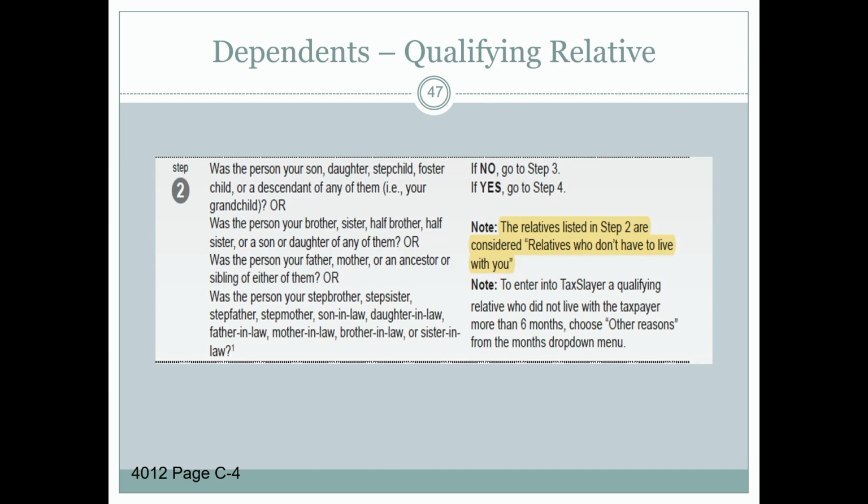And then there's also a note there of what you would need to do if you were using one of these people to qualify them as head of household, but they did not live with them. When you go to TaxSlayer, it asks you for the number of months that the person lived with the taxpayer, and there's a note here telling you to choose other reasons from the drop down instead of entering a particular number of months that they live with them.